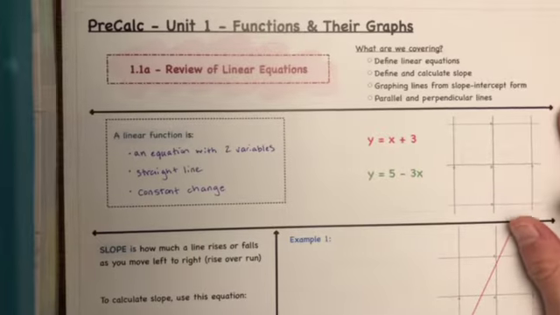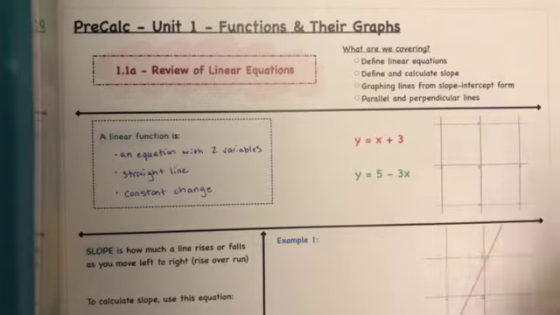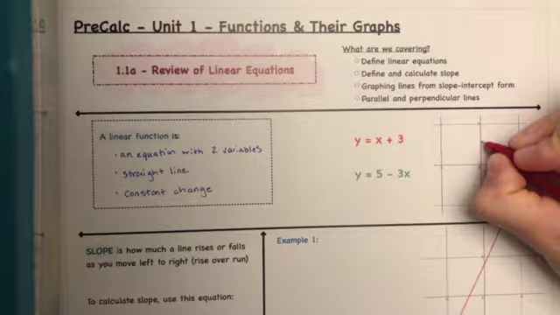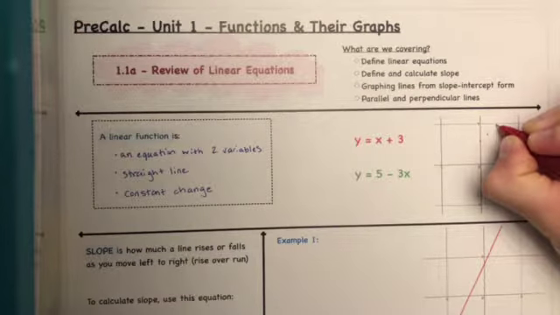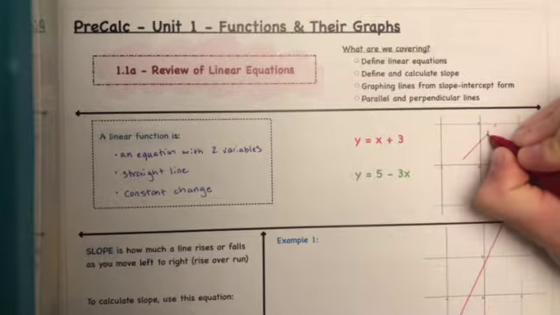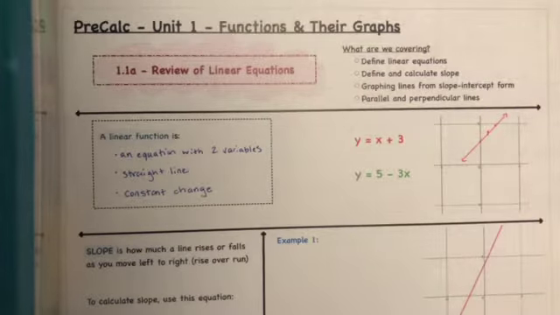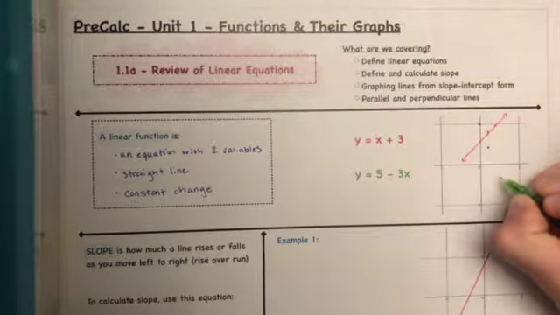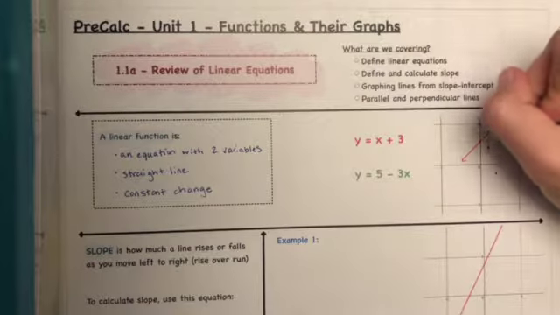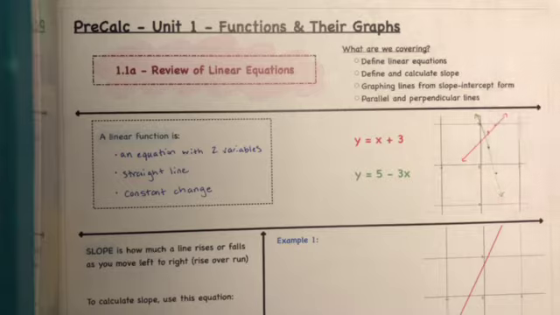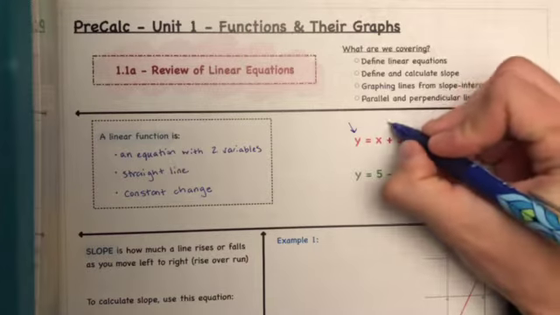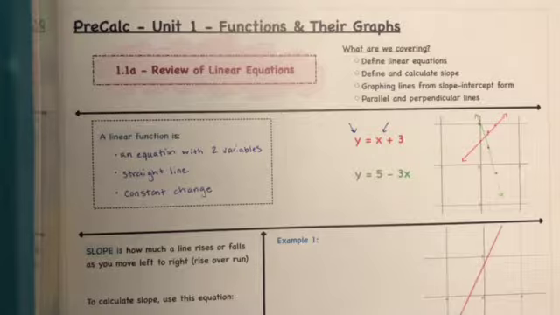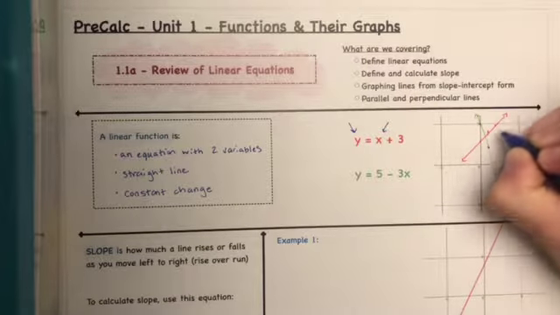And linear functions can look like either of these two over here. y equals x plus 3 is a linear function, and it looks like this. We'll go over how to graph them a little later, don't worry. That's one example of a linear function. And y equals 5 minus 3x would look like this. So they're straight lines. They have equations that have two variables, our two variables here being y and x, and it represents constant change. So the slope of the line is always constant.